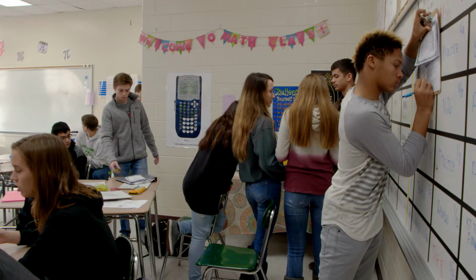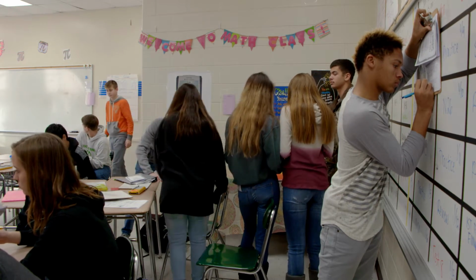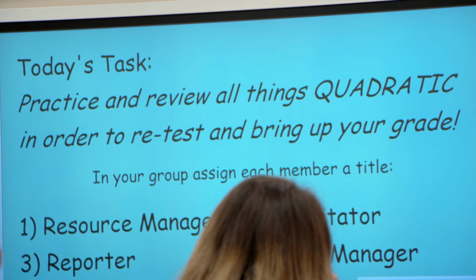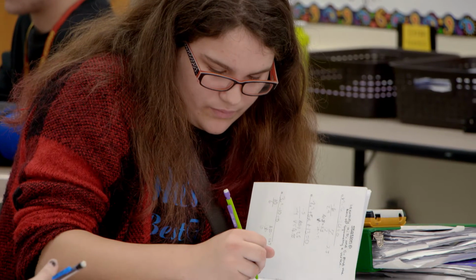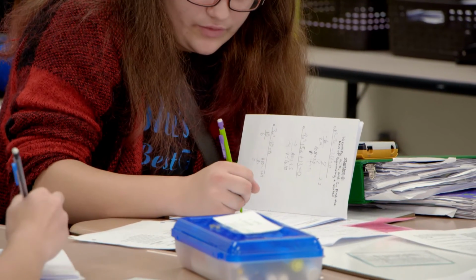I think it's important to work in groups because if you don't fully understand something, instead of just having to keep asking the teacher, someone might have a better understanding of it than you do in your group, and you can ask them for help. We each have a specific level of learning we know, and we're helping each other out.